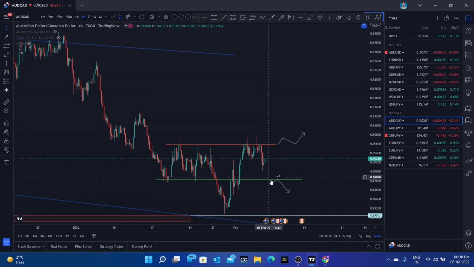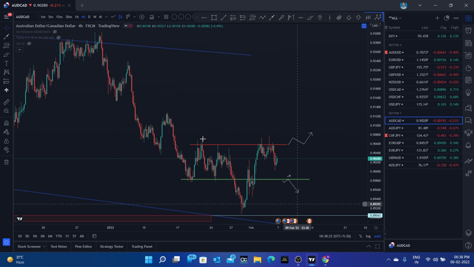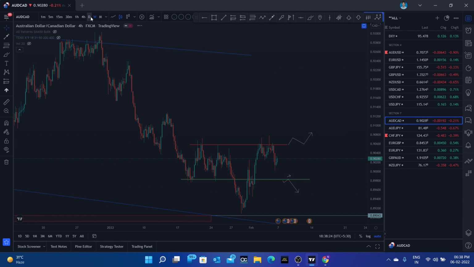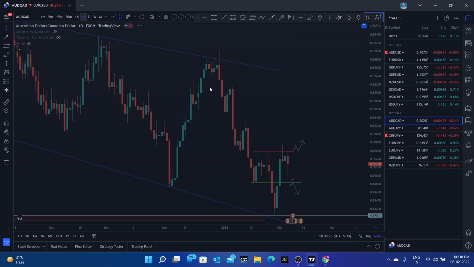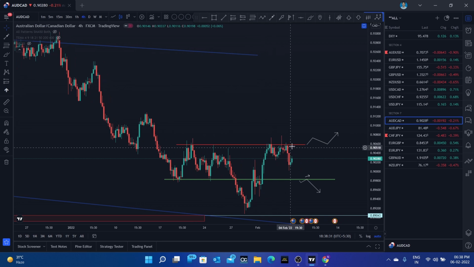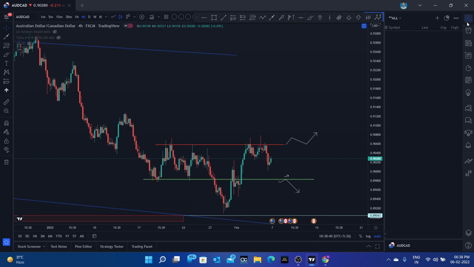You can look for long entries if it is holding this support area, guys, and take this as your first target. If it is not holding the support area, if it is breaking down, you can go for short entries as well, because the major trend is down. If it is holding and moving up, you can go for long entries. So in AUDCAD we are having opportunities on both sides, in the long side also and in the short side also, guys.